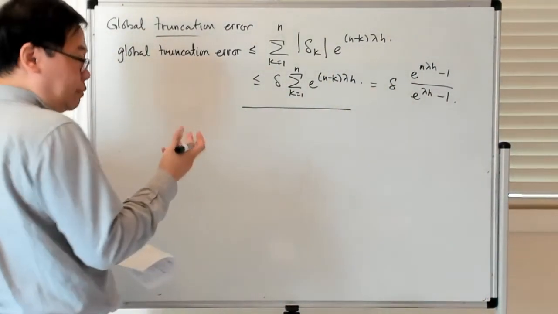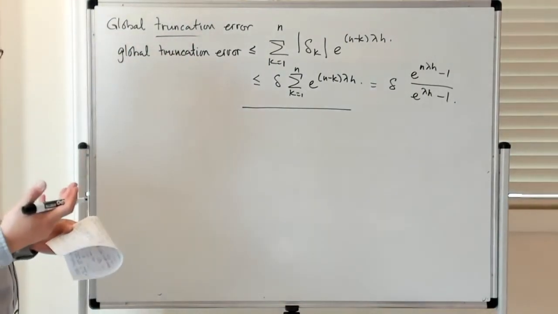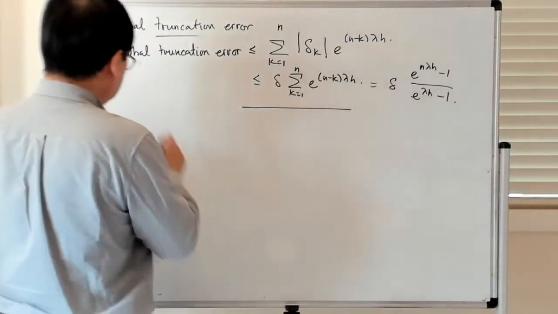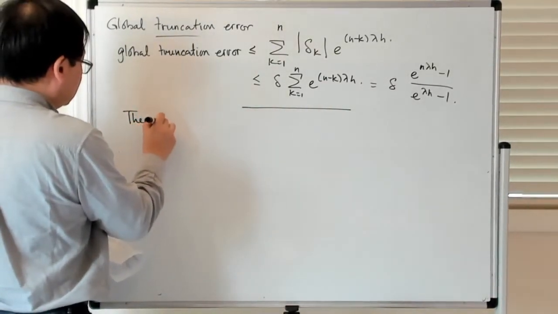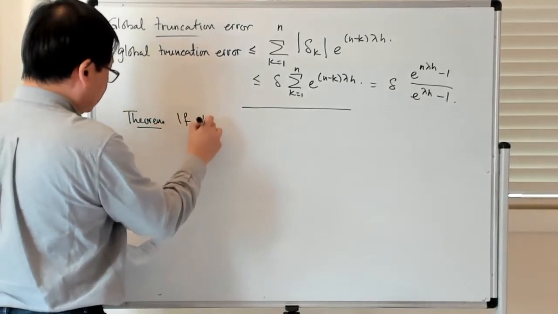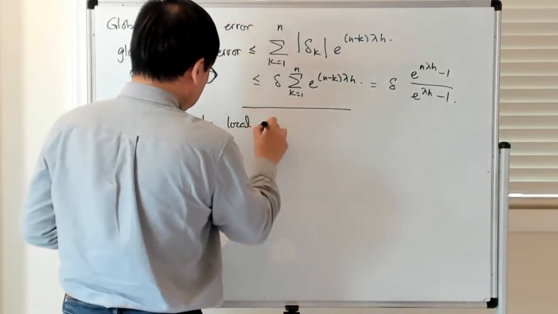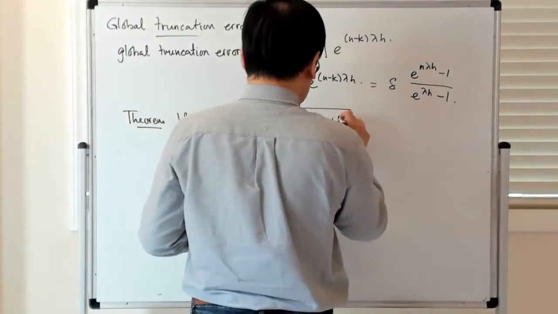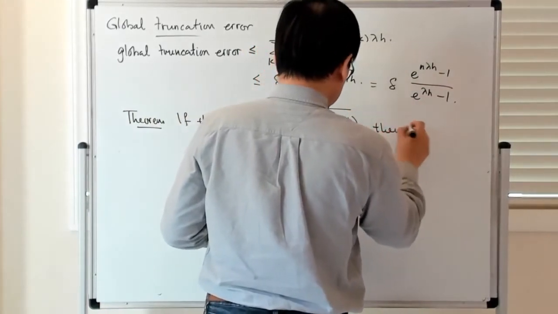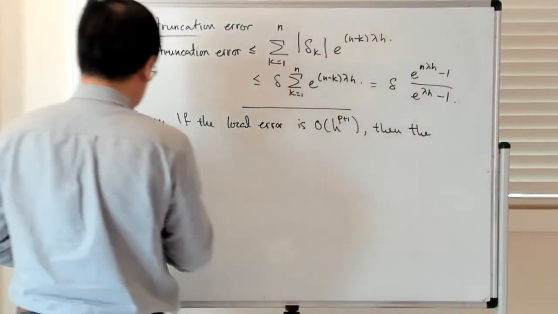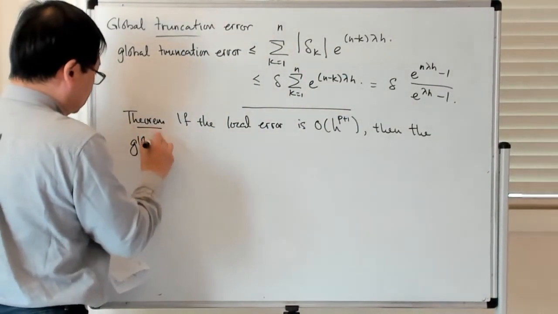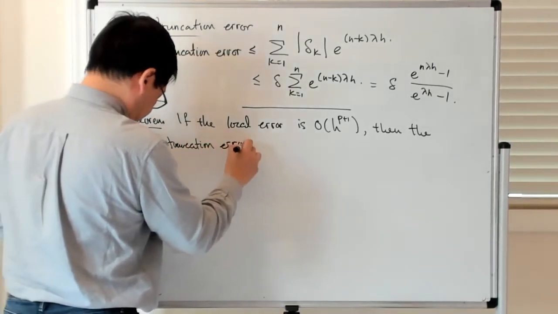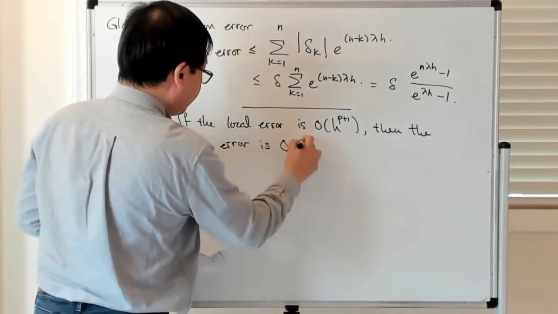So finally, we can apply it to something where the local truncation error is big O of h to the p plus 1, which corresponds obviously to a p-order method. So let's see what happens. So the theorem is that if the local error is big O of h to the p plus 1, then the global truncation error is big O of h to the p.